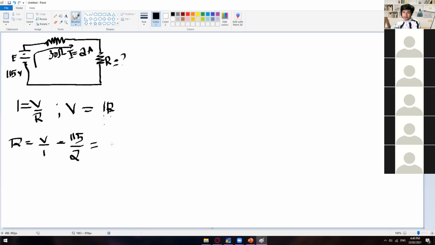What is our answer? 57.5. Okay, so since this one is a resistance, this one should have a unit of ohms. So you can use this symbol, or you can use the word ohms itself. All right, so any of those two are correct.